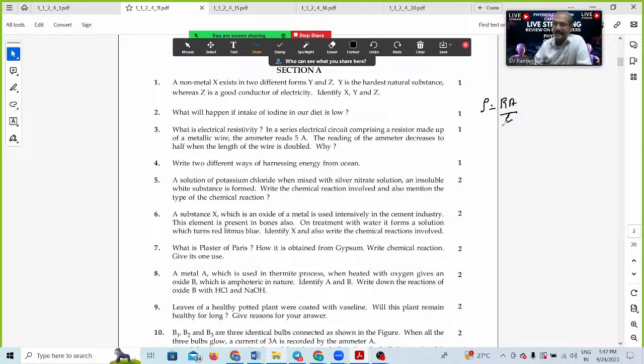In a series electrical circuit comprising a resistor made up of a metallic wire, the ammeter reads 5 ampere. The reading of the ammeter doubles if the length is decreased to half. Why? Once the length is decreased, resistance also will be decreased. Once resistance decreases, what happens? V is equal to I into R. The reading of the ammeter increases.